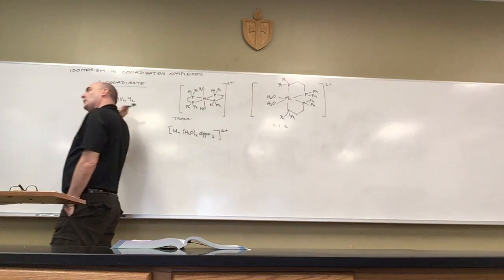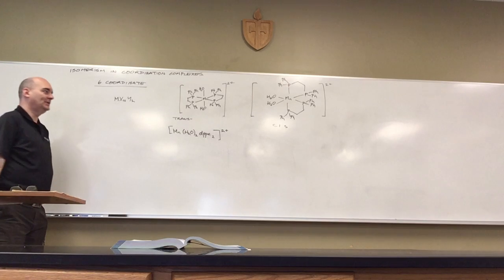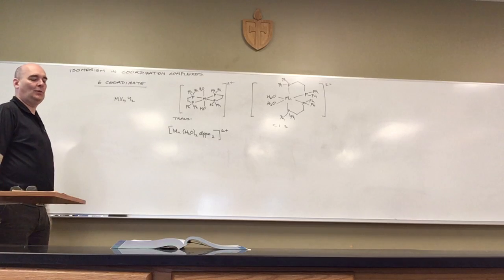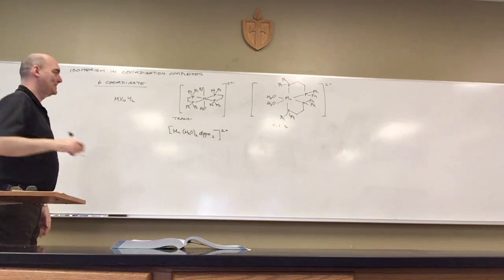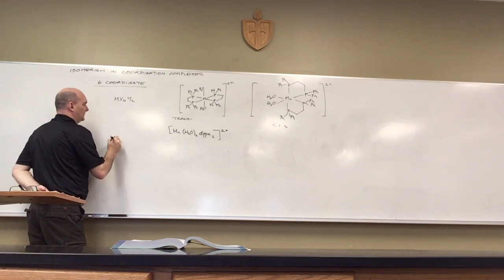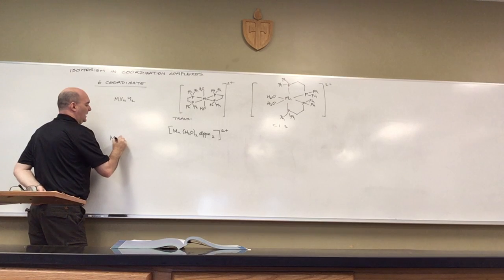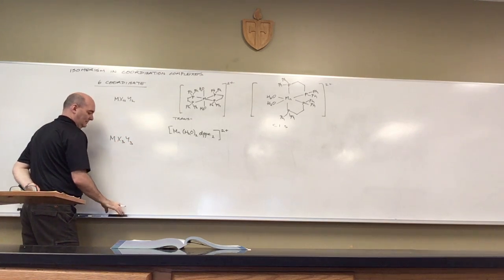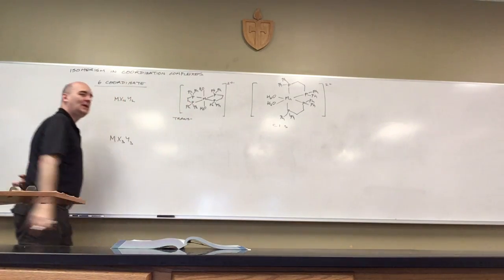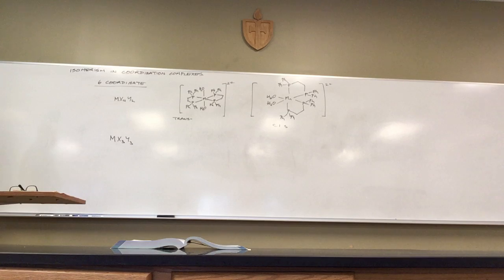So for MX4Y2, where just X's and Y's are different, we could use A's and B's, or L's and A's, whatever notation you want. That's what you get. All right, let's go one more. X3Y3. Now you can get this with monodentate ligands, or with ligands that are tridentate. Did I show you any tridentate ligands?